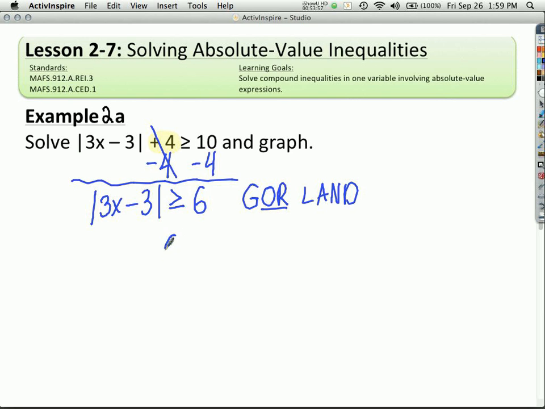So we're going to rewrite this, copy this exact same inequality without the absolute value symbol, and then recopy it again on the left, but this time, flip the symbol, flip the sign. Now, solve the whole compound inequality.